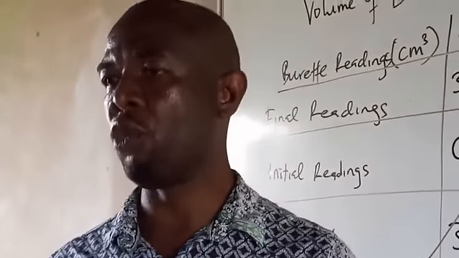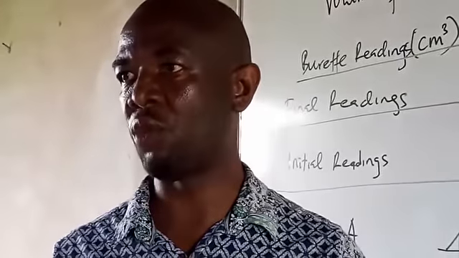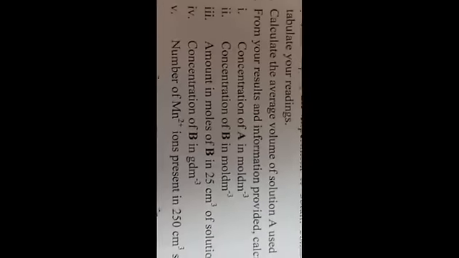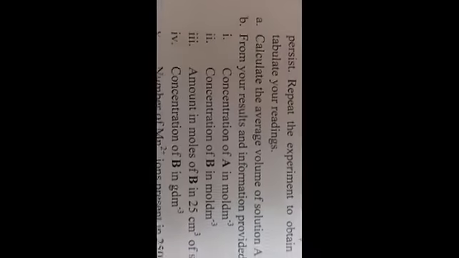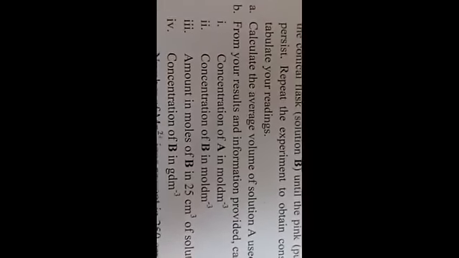So now we're going to look at some questions that are expected from this kind of experiment. So stay connected as we continue. Go to question 1B that says, from your result and information provided, calculate the concentration of A in mole per dm cube. B1, we're out to find the concentration of A in mole per dm cube.